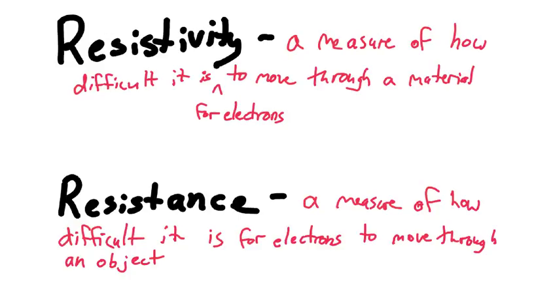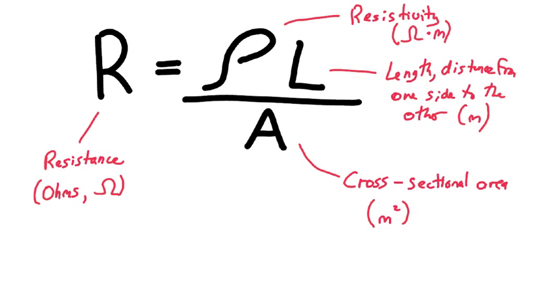And how long is it? Do we have a really, really long wire or a really short wire? That will impact how well electrons flow through this object, how easily they can get from one side to the other. And so we come to this equation, which is on your AP Physics 1 equation sheet. R equals rho L over A, where R is the resistance in ohms.